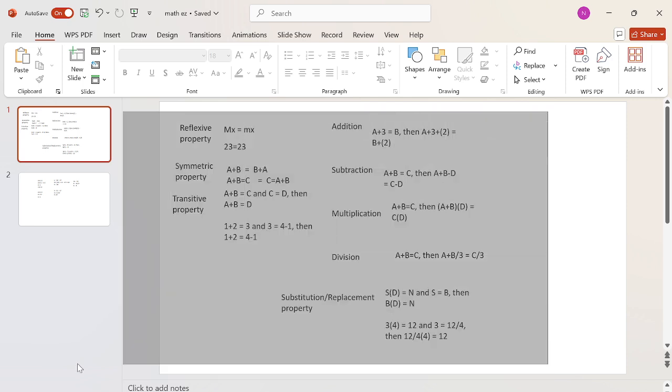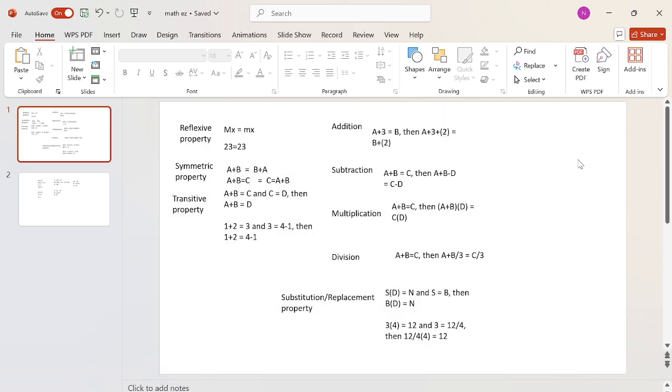Okay, anyway, so reflexive property is a real number is equal to itself. So 23 equals 23. Symmetric property, you can interchange stuff and it will still be equal to itself. So A plus B equals C is still equal to C equals A plus B.